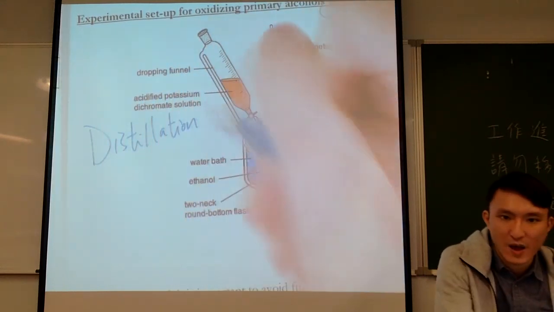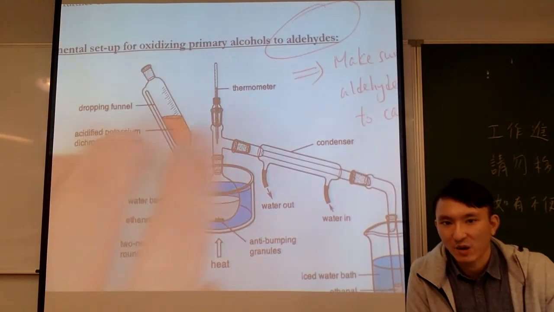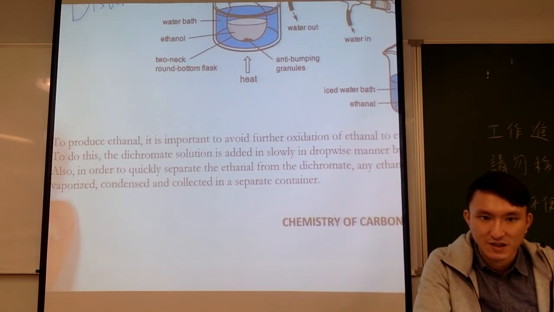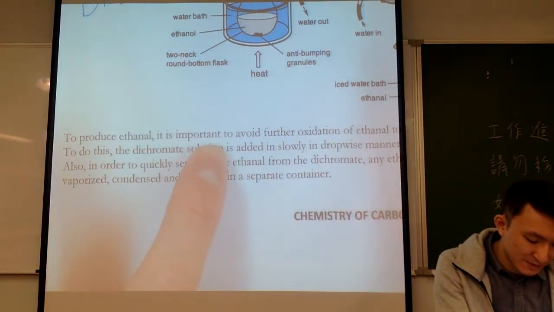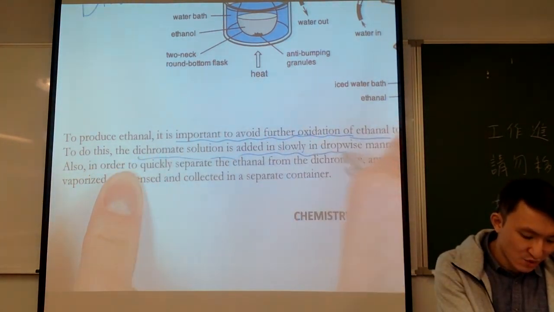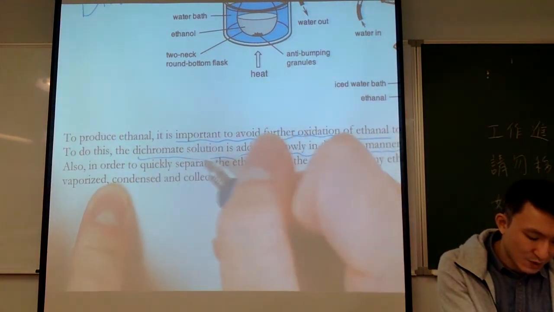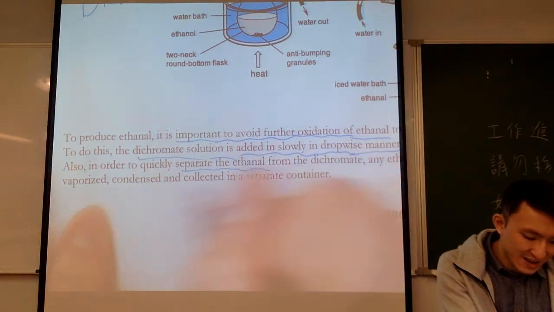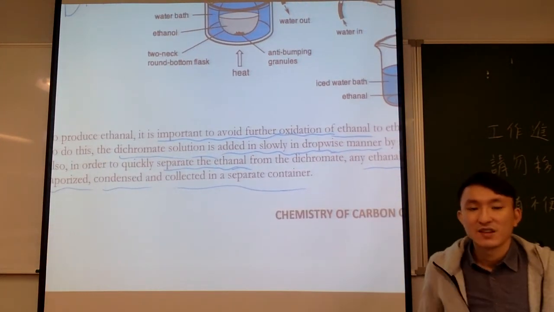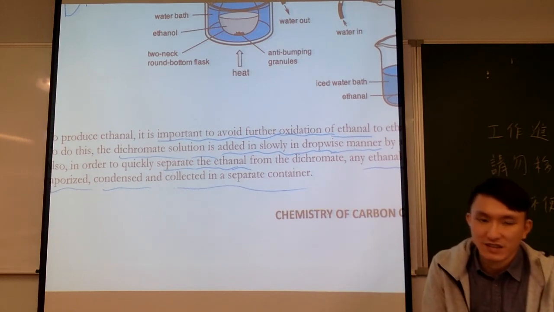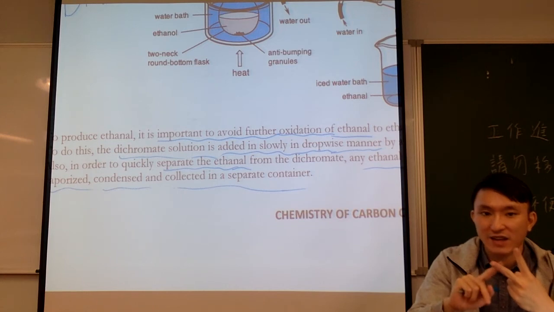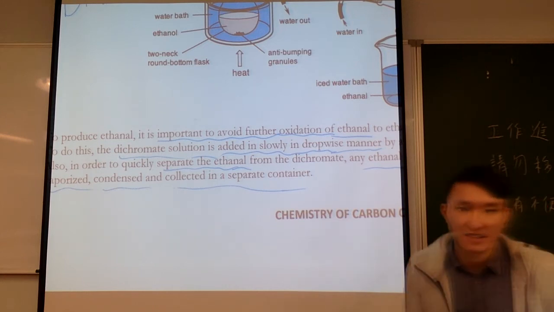And this one will be used when we have to synthesize aldehyde from alcohol. Okay, so this is the idea. Now let's check some key descriptions here. So to produce aldehyde, it is important to avoid further oxidation of the aldehyde. To do this, the dichromate solution enters slowly in a dropwise manner. Also, we want to separate the aldehyde by distillation. So any aldehyde formed will be vaporized, condensed, and collected. So we try to prevent further oxidation of aldehyde by first, always adding limiting dichromate, and secondly, quickly separating the aldehyde formed by distillation. Okay? So that is the idea.